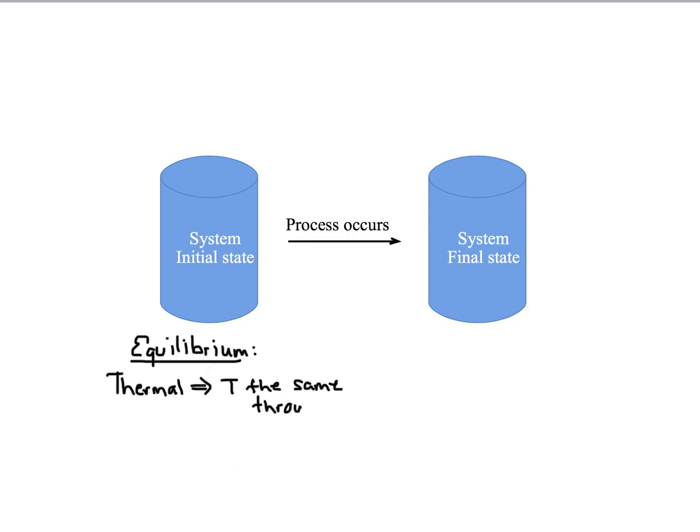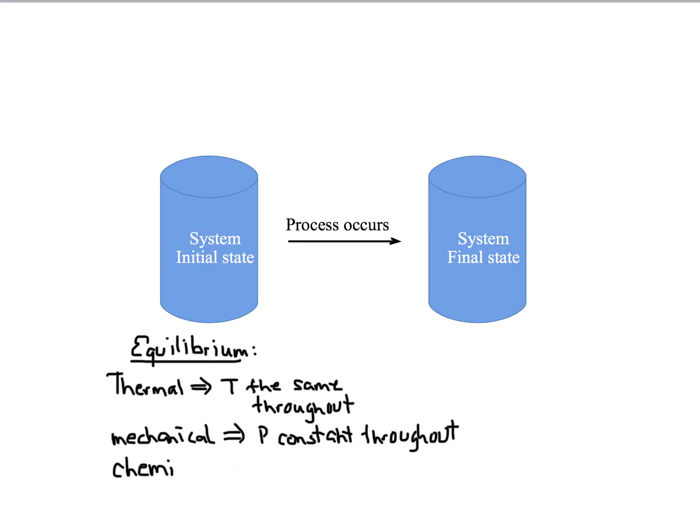And mechanical equilibrium indicates that there is no imbalance in forces, or the pressure is constant throughout. Finally, we need to have chemical equilibrium. A system is in chemical equilibrium when the chemical potential of each component in the system is constant throughout.